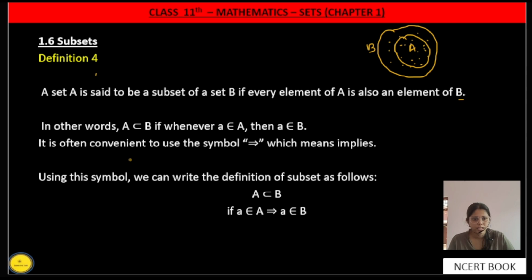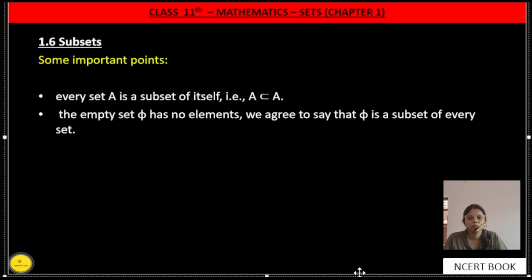In other words, we can say that A is a subset of B if whenever a belongs to A, then a belongs to B. If small a belongs to this capital A set, then it also belongs to capital B set. It is often convenient to use the symbol ⇒ which means implies. Using this symbol, we can write the definition of a subset as follows: if a belongs to A, which implies that a also belongs to B. The use of implies.